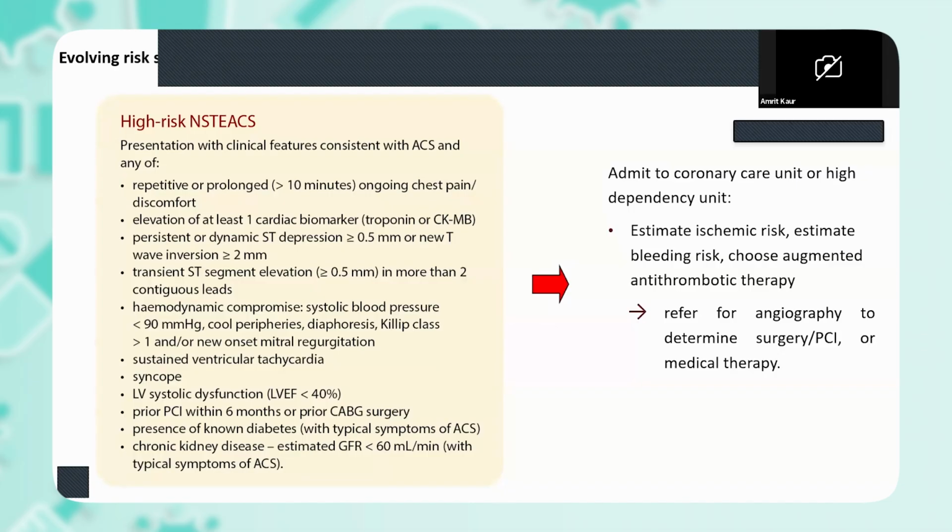These high risks are again the same as what we previously discussed. These are patients who have prolonged, more than 10 minutes, of ongoing chest pain or discomfort. Their markers were elevated. Their ST segment depression was significant, more than 0.5 millimeters. They're hemodynamically unstable. They may have VT, they may have syncope, they have LV systolic function that is less than 40%, and they have come with a recurrent MI. These are high-risk patients. We admit them and then we treat them. We do an angiography and then we decide whether they go for a PCI or whether they go for a CABG. Is this slide clear for NSTEMI?